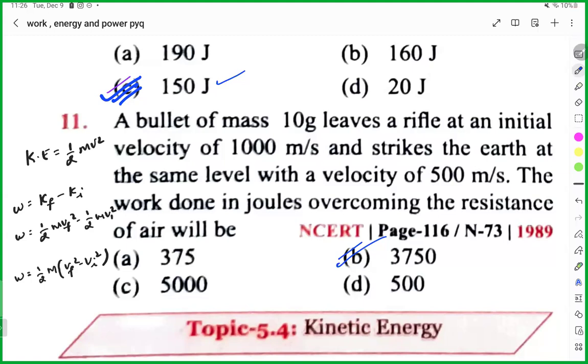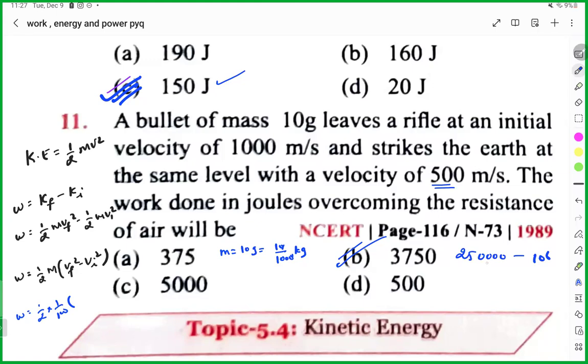Yeah. So, what is the mass value? 10 gram. If you convert it into kg, then it will be 10 gram divided by 1000 in kg. Velocity you have already worked on is equal to 1 by 2, mass is 1 by 100. What is the final velocity? 500. 500 square, 25 and 40. Correct? Minus 1000 square, 10 raised to power 6. Correct? So what will be the value?